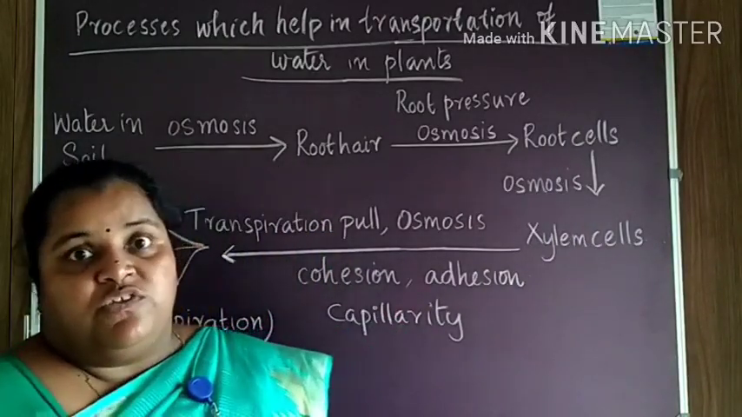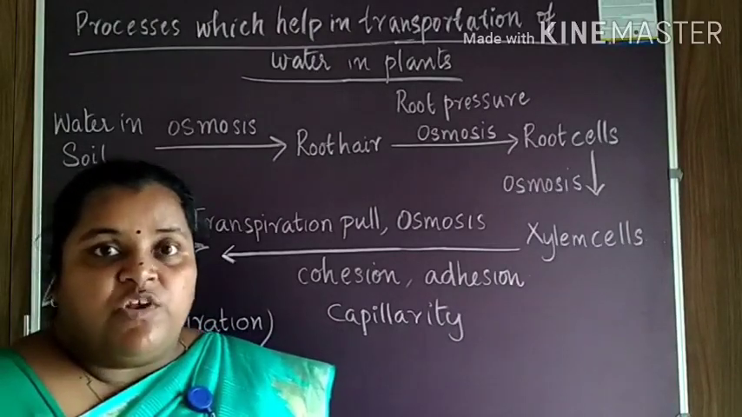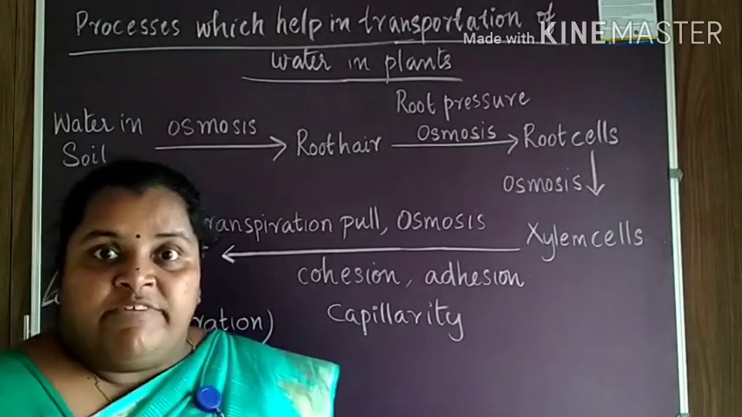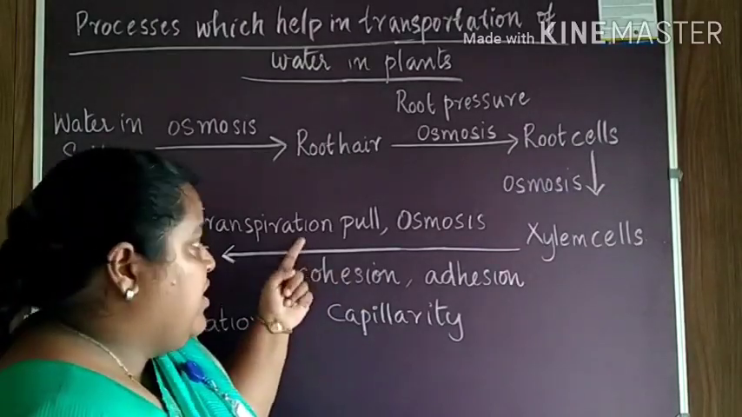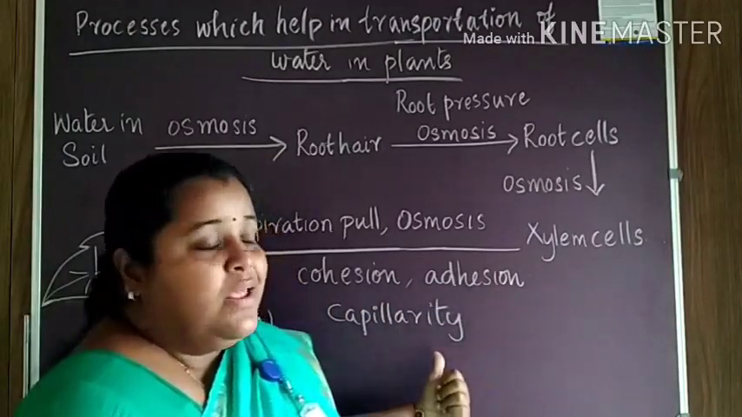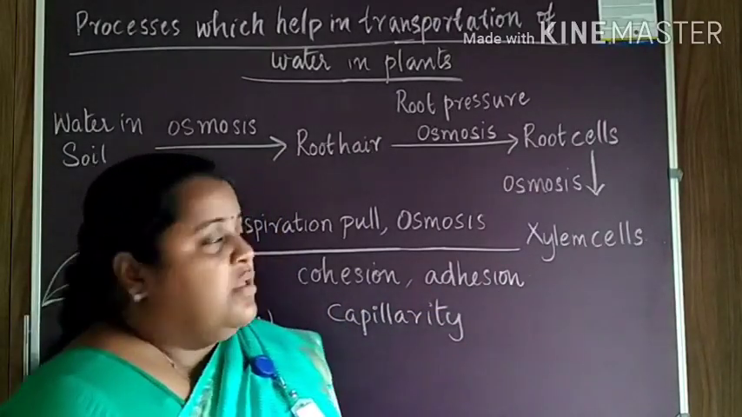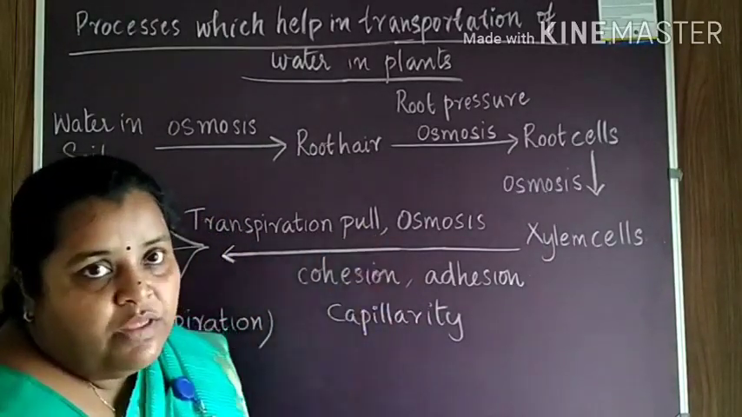Along with osmosis, many other processes also help in transportation of water through xylem vessels. They are transpiration, cohesion, adhesion and capillarity. First one we will discuss is transpiration pull.